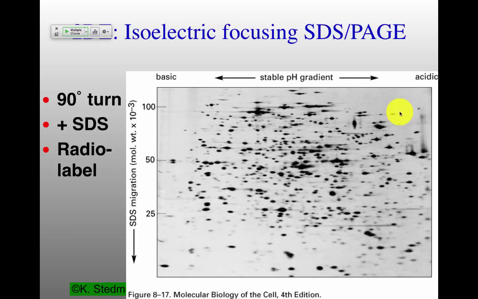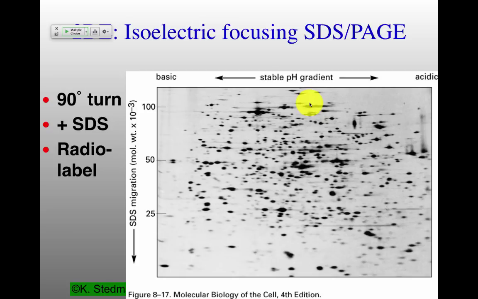And the other thing here is that if you've got some kind of post-translational modification like phosphorylation, that's going to change the charge of your protein, which is also going to change the isoelectric point. And so you can see something like this group of dots right here, or this group of dots right here, that all have exactly the same molecular mass, but lots of differences in terms of their isoelectric point. It's quite possible that these have different modifications to them.